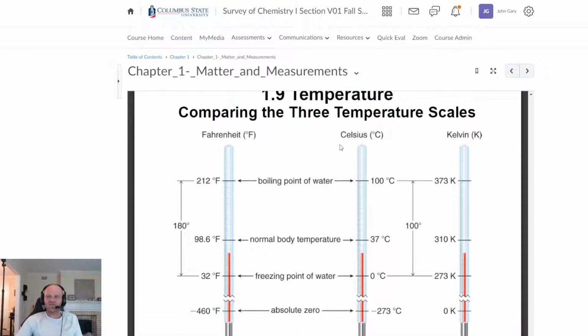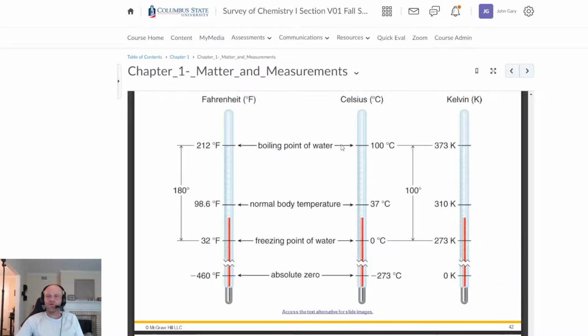Okay, so these just show the different scales, just so we're clear. The Celsius scale is set up based on the freezing and boiling points of water. Water freezes at 0 degrees Celsius. It boils at 100 degrees Celsius, and that's where the scale came from. We created it based on water, and so it changes like that.